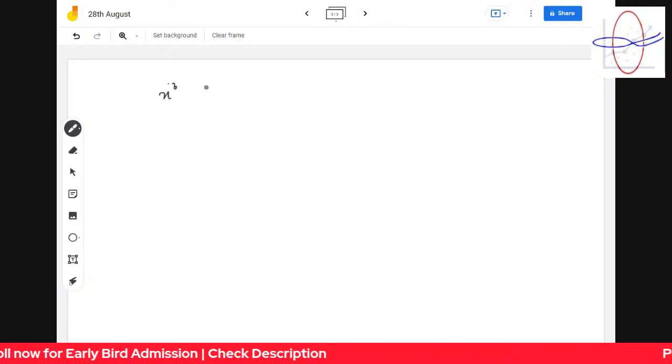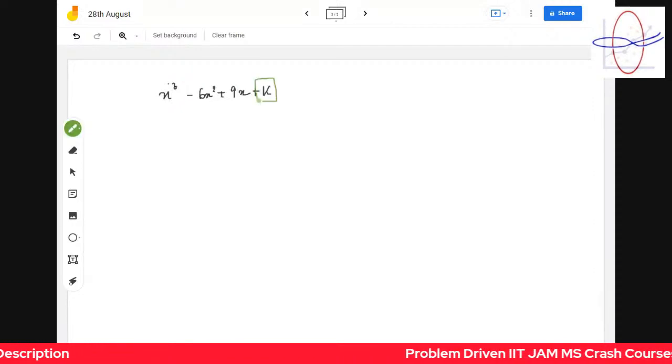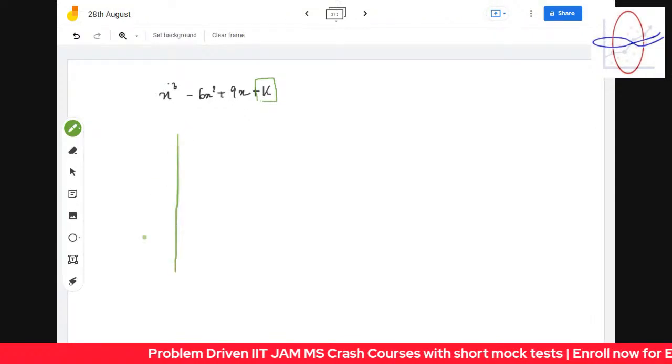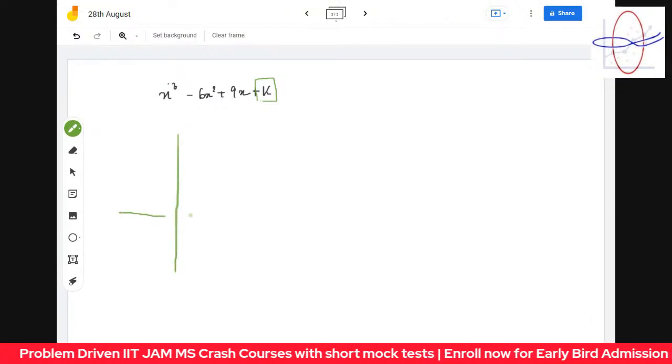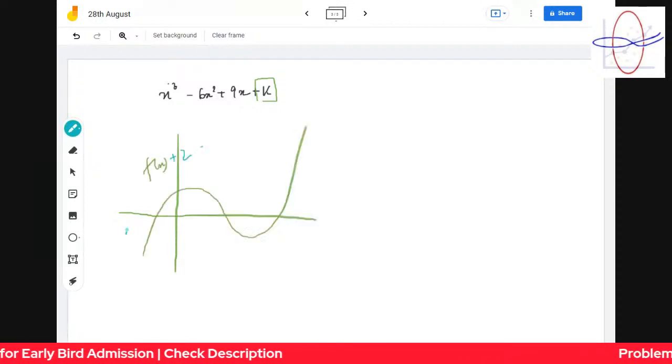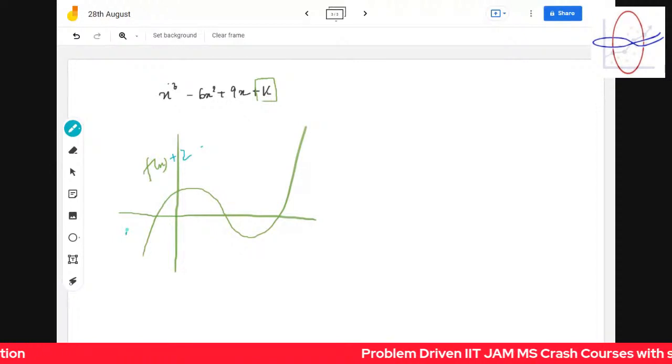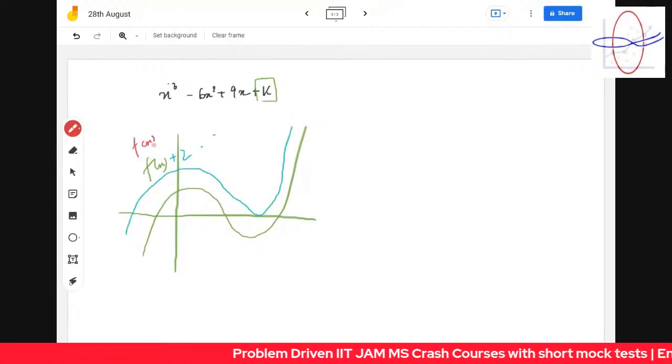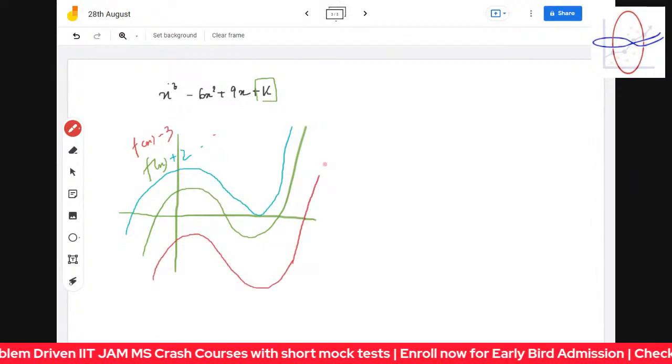The first idea is that let's not think about what this k is doing. What this k does is called a location change. If you have a function, let's say f(x), which looks like this, and you add 2 to it, what will happen? The function will just move up by 2. If you subtract 3, the function will move below by 3 units. This is a basic idea, right?